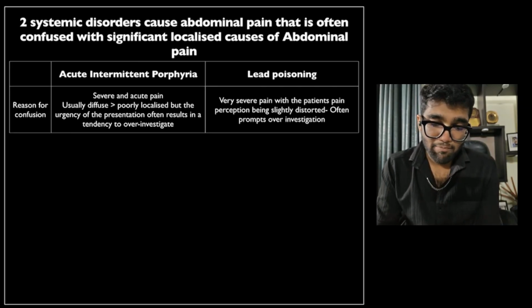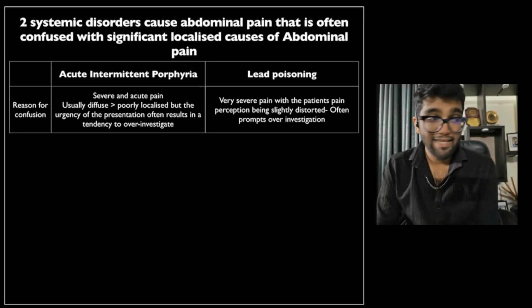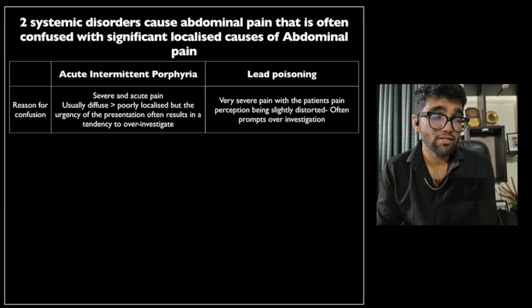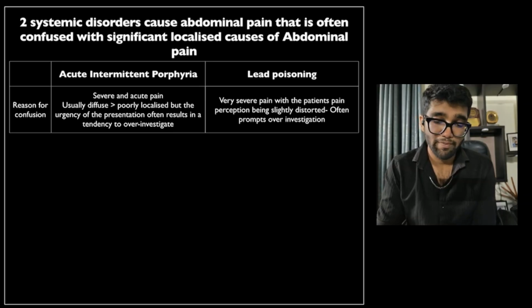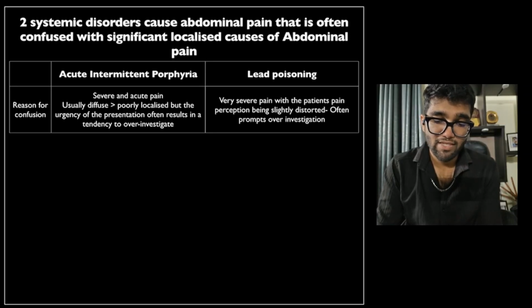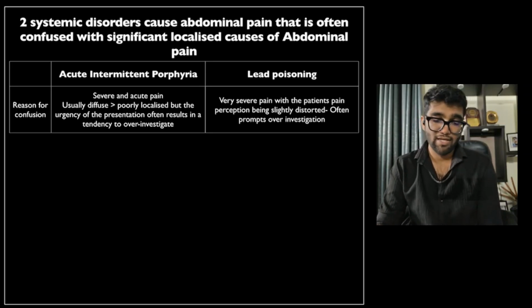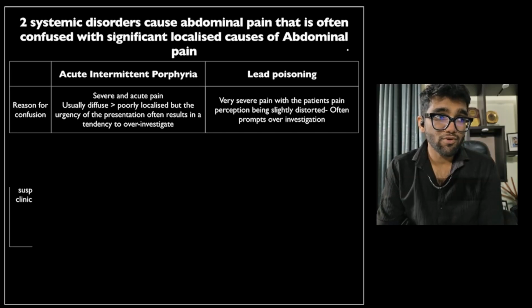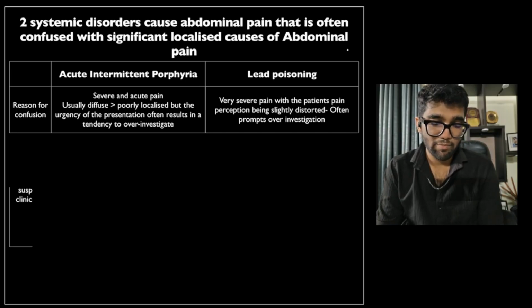Now, in case of lead poisoning, very severe pain, which is slightly less acute in onset, but it is so severe and so chronic that it distorts the patient's perception of pain, and often the patient catastrophizes the pain. So often the patient themselves ask for excessive investigation, and that is why we end up over investigating. But obviously, in these situations, one must be a little careful before asking for imaging.